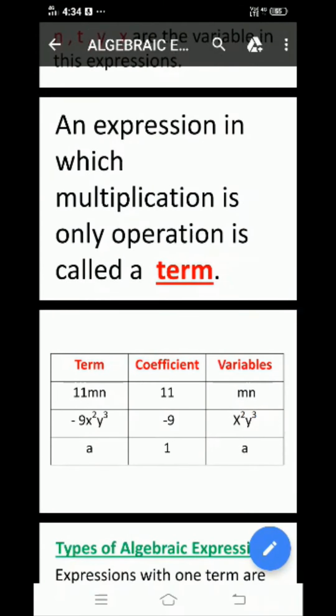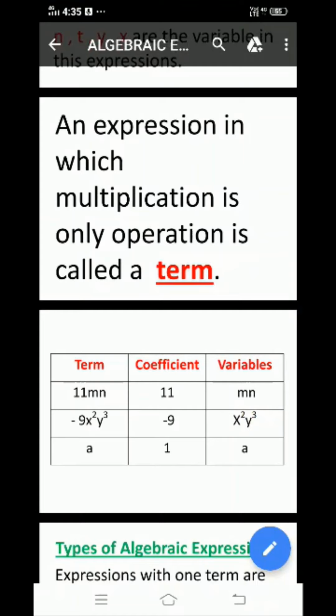An expression in which multiplication is the only operation is called a term. Suppose 3n is there, in that 3n only multiplication is there, that is called a term. Suppose 11mn, here only multiplication is there, means this is a term. Minus 9x square y cube is also one type of term, and a is also one type of term.